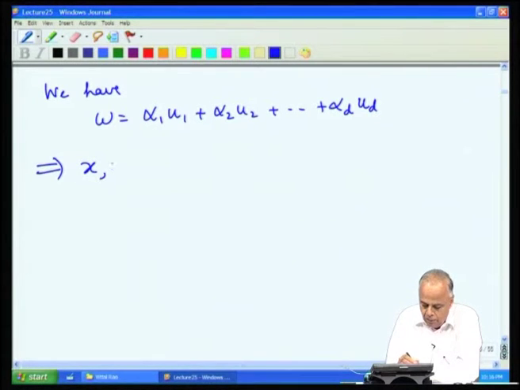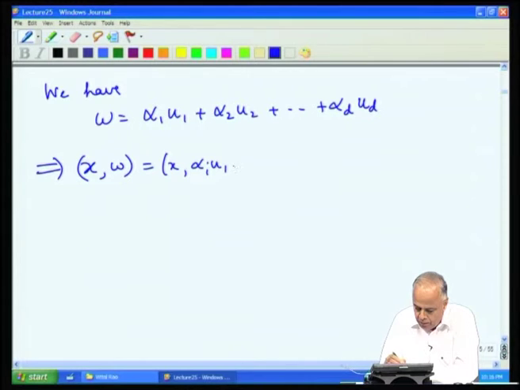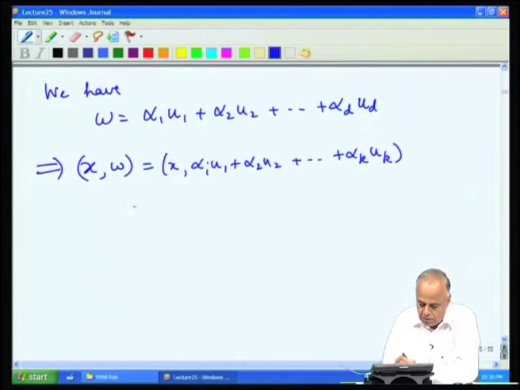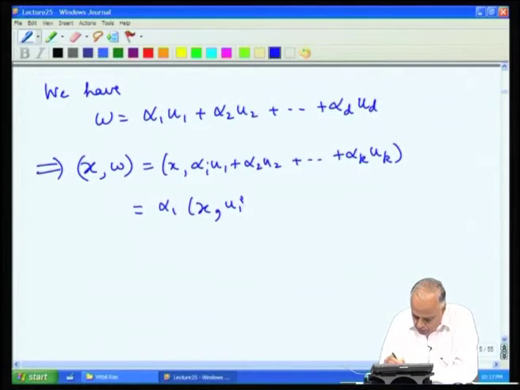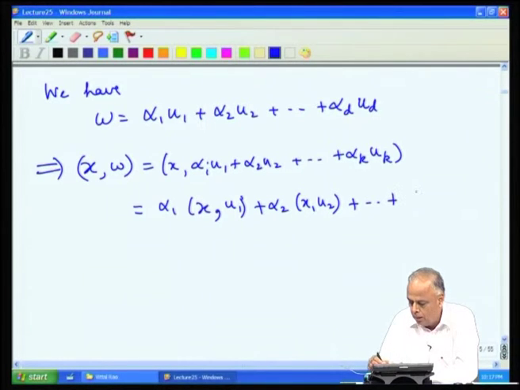Consequently, if we now take the dot product or the inner product of x with w, I get ⟨x, alpha 1 u 1 plus alpha 2 u 2 plus alpha d u d⟩. But the dot product is distributive and constants come out of the dot product. This is equal to alpha 1 ⟨x, u 1⟩ plus alpha 2 ⟨x, u 2⟩ and so on, alpha d ⟨x, u d⟩.